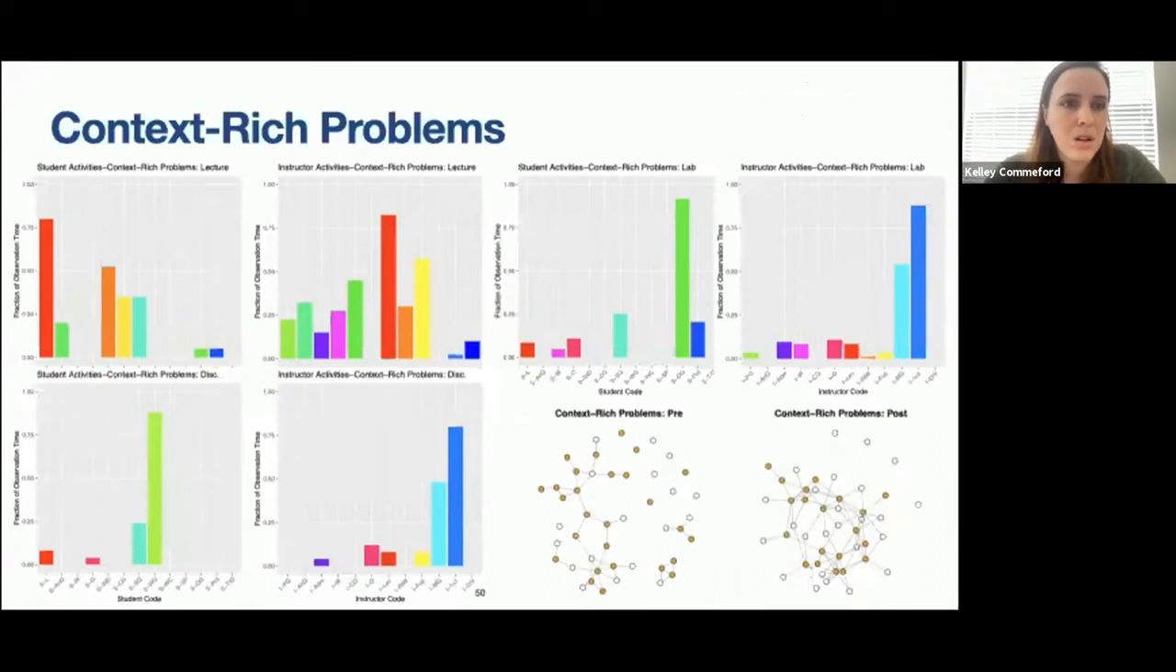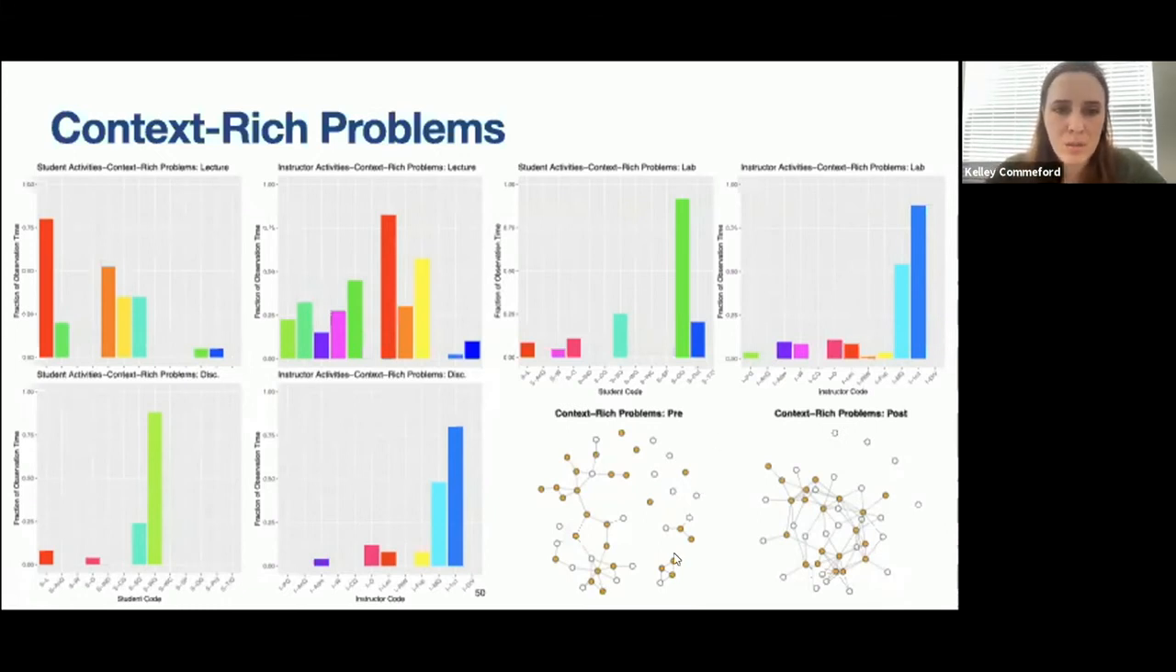Context-rich problems, we have observations for the lecture component, which is fairly interactive, uses a lot of clicker questions. Our discussion section is mostly working together in groups on a worksheet with a little bit of instruction as needed. And our labs are kind of the same way. So there's a little bit of instruction happening at the beginning, and the context-rich problems are unique in that they have students predicting what the outcome of their lab is going to be before they actually do it.